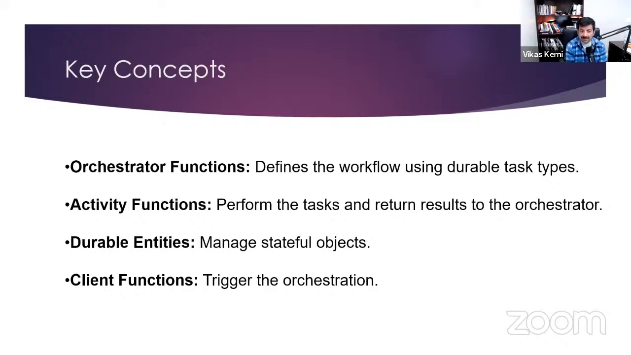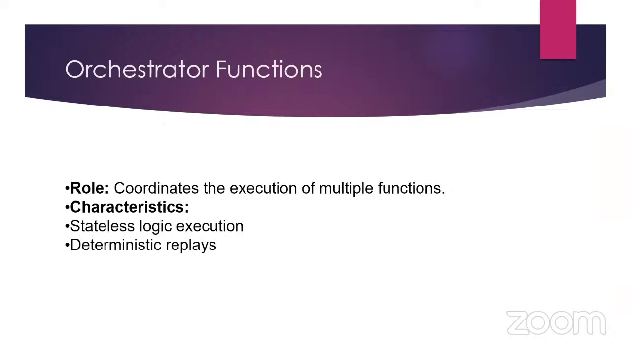So these durable entities are the objects which are doing the magic of storing the state. Client functions: once we write this orchestrator, we wrote our activities, some activities writing into the database, and there's a durable entity which is maintaining state for these activity functions, we need something to trigger this orchestrator. Here comes the client function. So these are the four main actors. So let's go a little bit more into details of each actor.